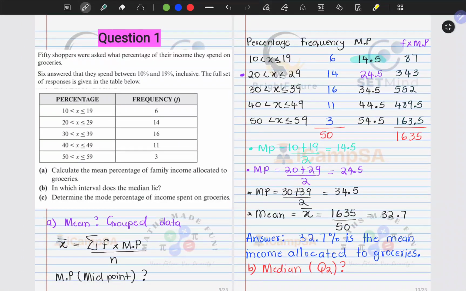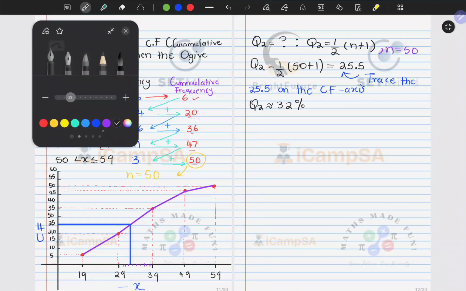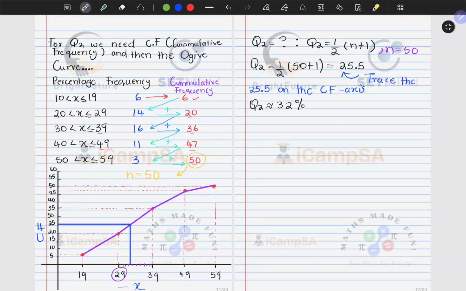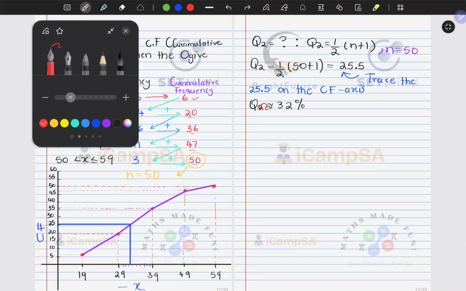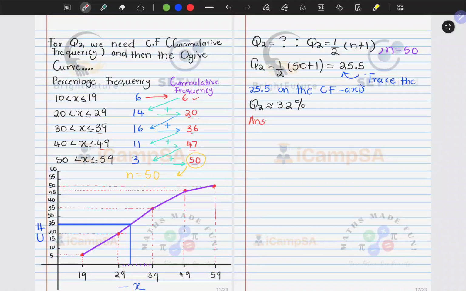Okay. If you observe carefully, this is very close to our mean, right? So they are asking us, in which interval does the mean lie? So they didn't ask us for the exact mean, but where does it lie? So if you look carefully, it lies within this interval here. So it is after 29, but before 39. So the answer to our question is that the mean lies in the interval. If you observe carefully, it's the one less than 39. So we can say the mean lies in the interval.